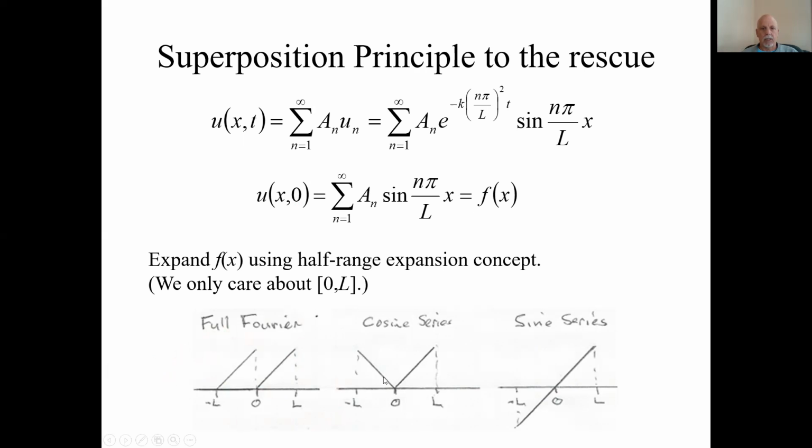If I expand this function using a cosine series, it's an even function. I would get this from minus L to L, and then an infinite number of those outside of minus L to L. If I expand it with a sine series, it would look like this, an odd function, with an infinite number of clones outside of that. And all we care about is from 0 to L. So I could match this thing with any of these three expansions.